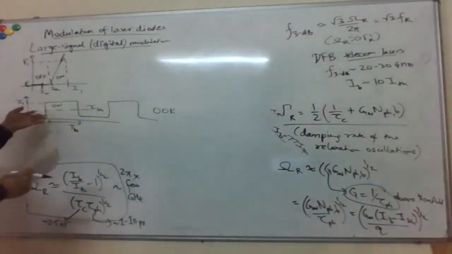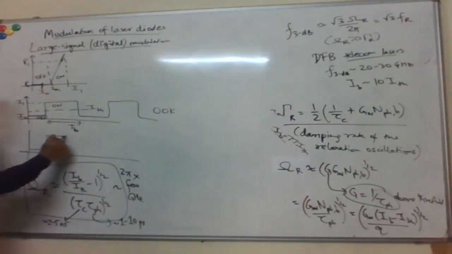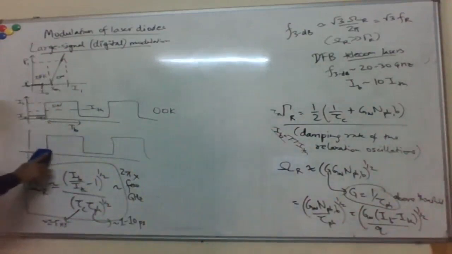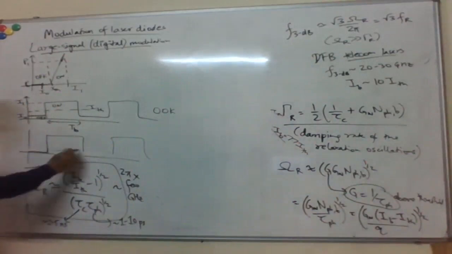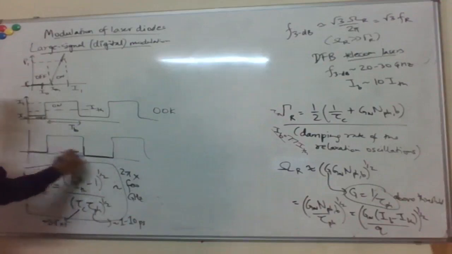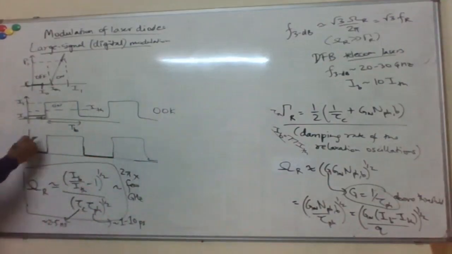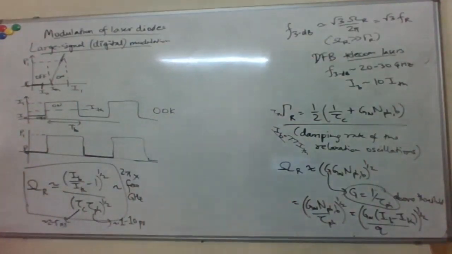Basically, in the ideal case, what I want is that the optical power should also go like this between P1 and P0. And P0 is almost 0. In the limit when we neglect spontaneous emission, it's actually identically 0. So basically we want this to happen.